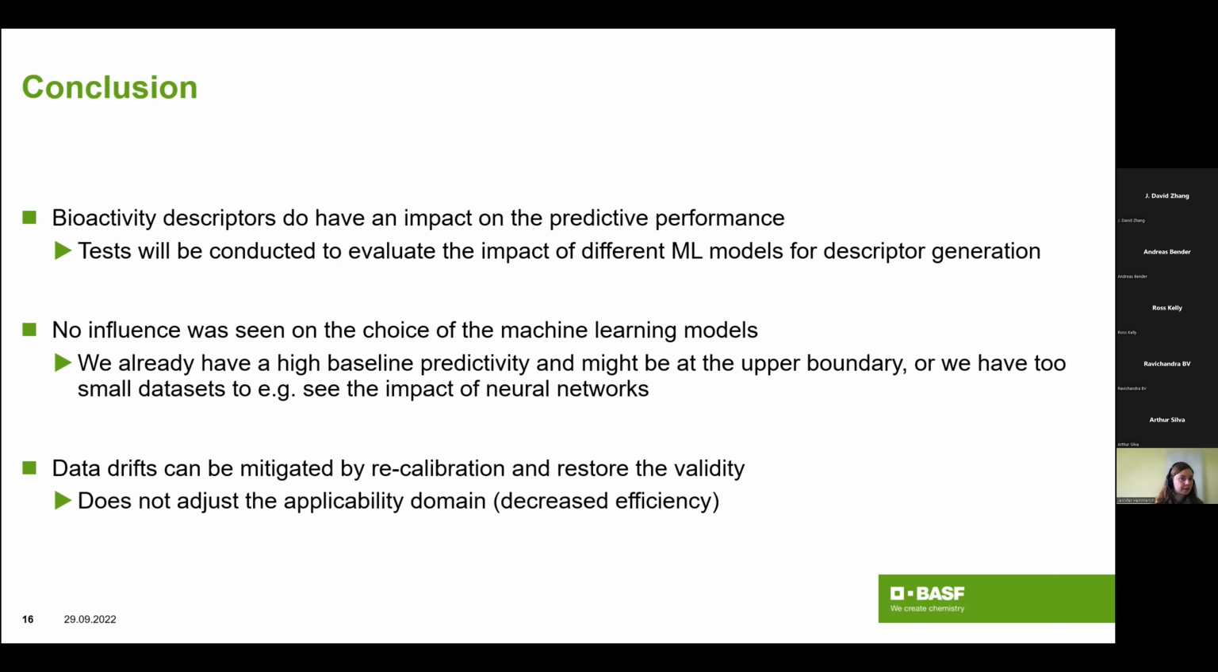So although we had a new validity, we couldn't really adjust the applicability domain. That means that we really need to retrain models in the future, also if our chemical space changes.